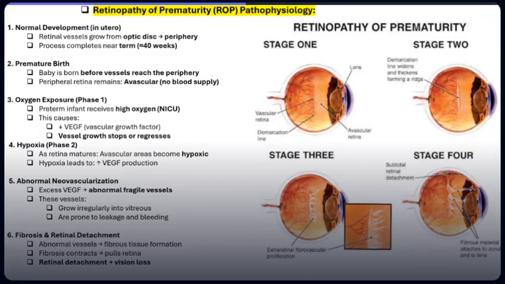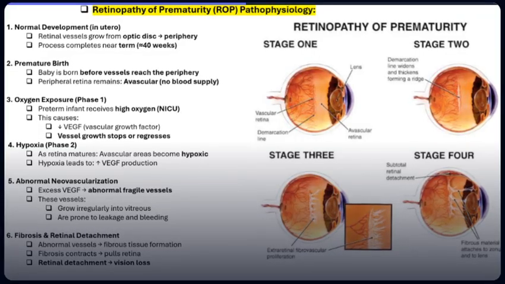Once the metabolic demand of the developing retina outpaces this stunted supply, we enter phase 2, where severe hypoxia drives a massive surge in VEGF production, resulting in the fragile, leaky neovascularization seen in stage 3. These abnormal vessels act as a scaffolding for fibrous tissue that, upon contraction, exerts enough mechanical force to physically pull the neurosensory retina away from the pigment epithelium.